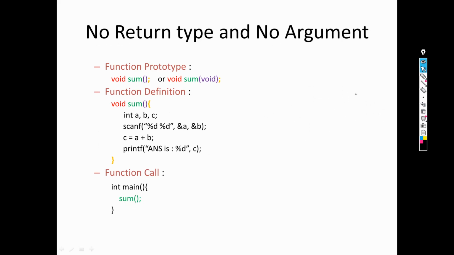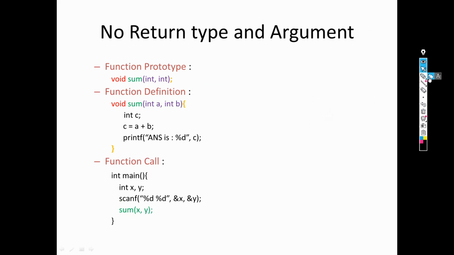Now the next category is no return type but with arguments, meaning the user defined function will be getting input from the main function. The name of the function is sum. Since it is not returning anything, we have written void, and it is taking arguments. Which type of argument is it taking? It is taking integer arguments, so I have written integer comma integer. It is taking two integer arguments.